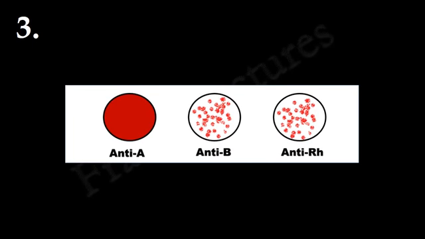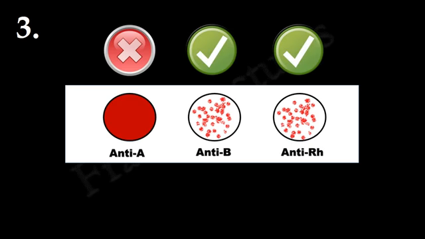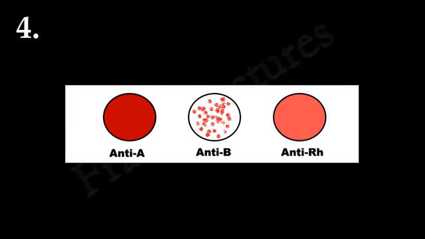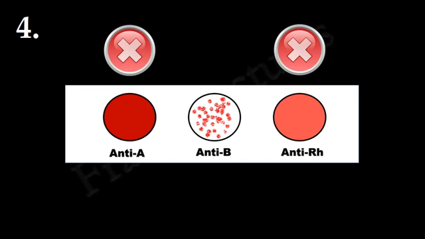Here, no agglutination in anti-A circle. So, antigen A is absent. B and Rh antigens are present since agglutination is observed in anti-B and anti-Rh circles. So, blood group will be B positive. Here, antigen A and Rh antigens are absent since there is no agglutination in anti-A and anti-Rh circles. Agglutination in anti-B circle indicates presence of B antigen. So, blood group is B negative.